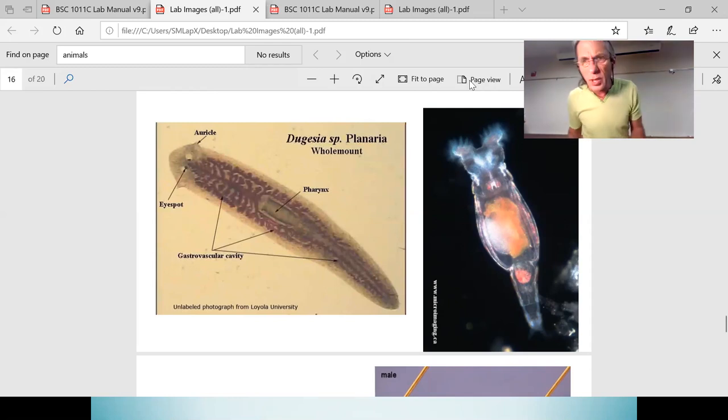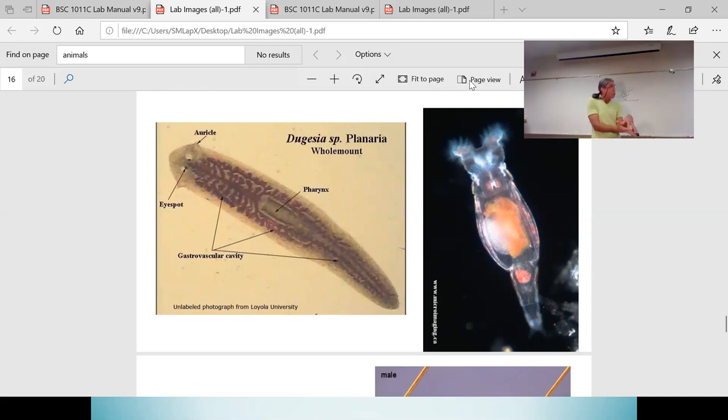Yeah, it's all going to be diffusion. So if we're going to predict how these animals are going to be in terms of size, we're going to predict they're going to be small, for the same exact reason that we talked about the mosses, the same reason you learned in Bio 1, Chapter 4, where you talk about cell size and surface area to volume ratio. Planarians.